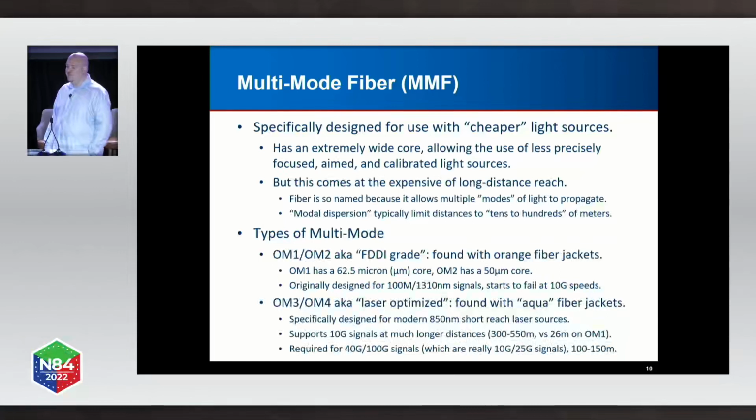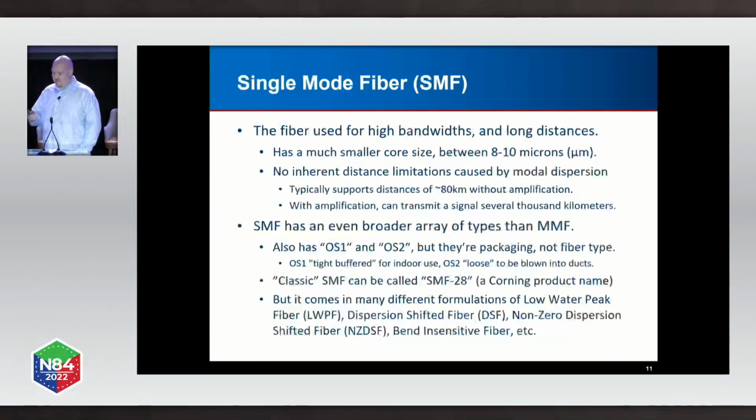Then you move into the newer generation, the laser optimized. There's an aqua and a violet colored jacket now for OM4, and that's what you use for your 10 gig and higher signals. It's specifically designed for what we're doing with modern laser optimized optics. You can take a 10 gig signal from 26 meters, and that's on a good day, to going 300 to 500 meters. So you really absolutely require it for 40, 100, and beyond signals.